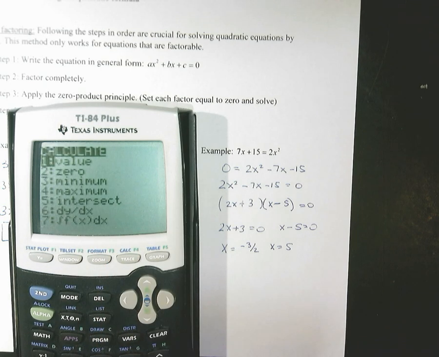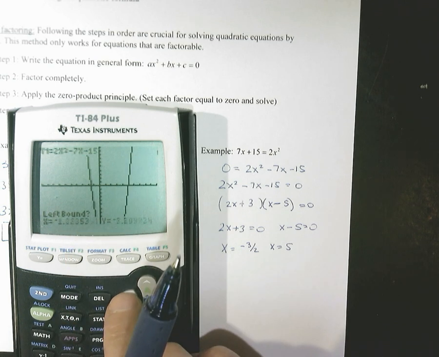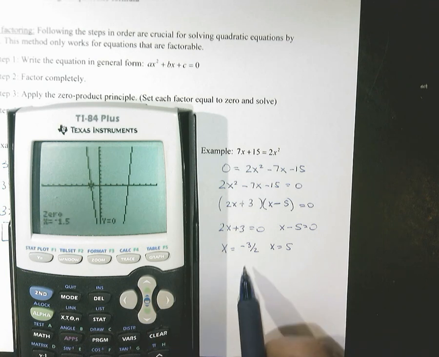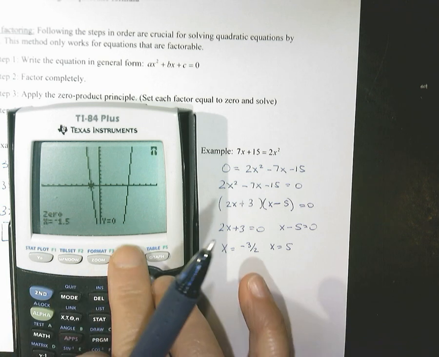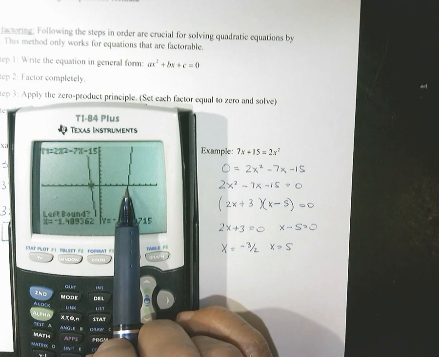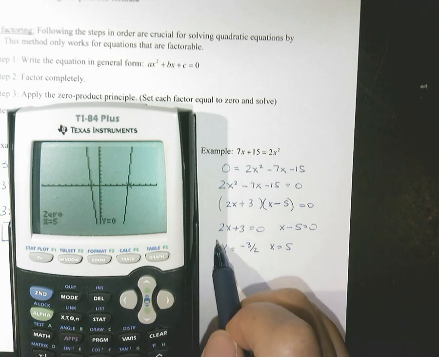So second trace, I'm looking for the 0. The left bound, you can move the cursor. You could type in points. I move the cursor. I get negative 1.5, so that's correct. I check the second point. I'm doing the 0. This looks like it's 5, so I'm going to check it. When it says left bound, I'm going to type in a 4. Enter. When it says right bound, I'm going to type in a 6. Hit enter. When it says guess, I hit enter. And it's 5. So I know those both are correct.